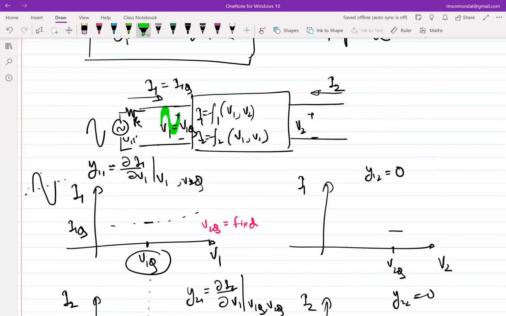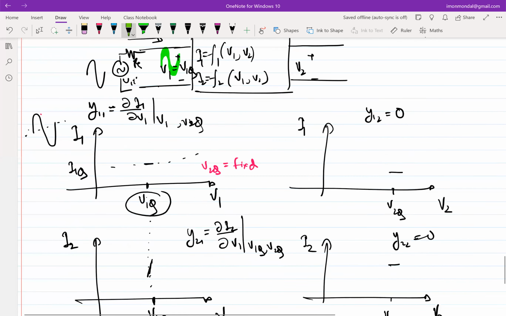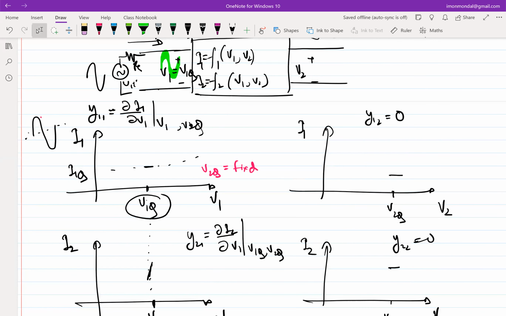So why am I harping on this? The reason I'm harping on this is, in the presence of the signal, you would expect this region of operation in the IV characteristics to not be located at only one single point. It can go this side, it can go that side from the quiescent point.